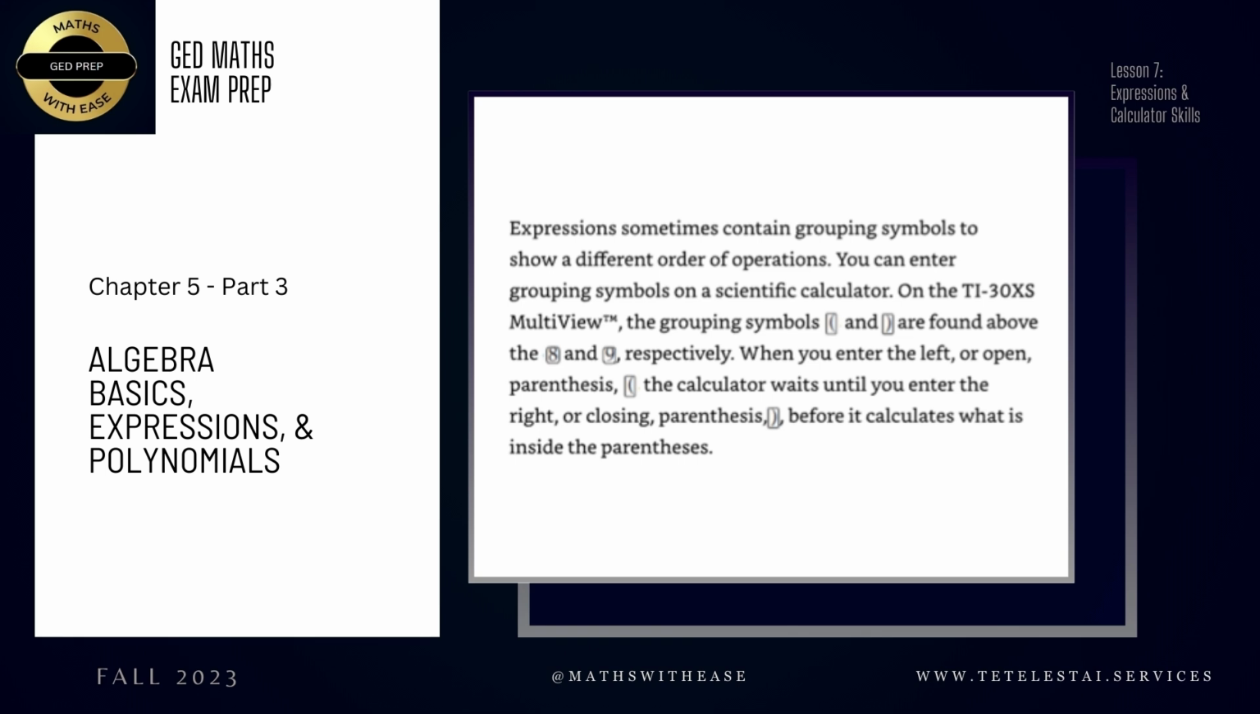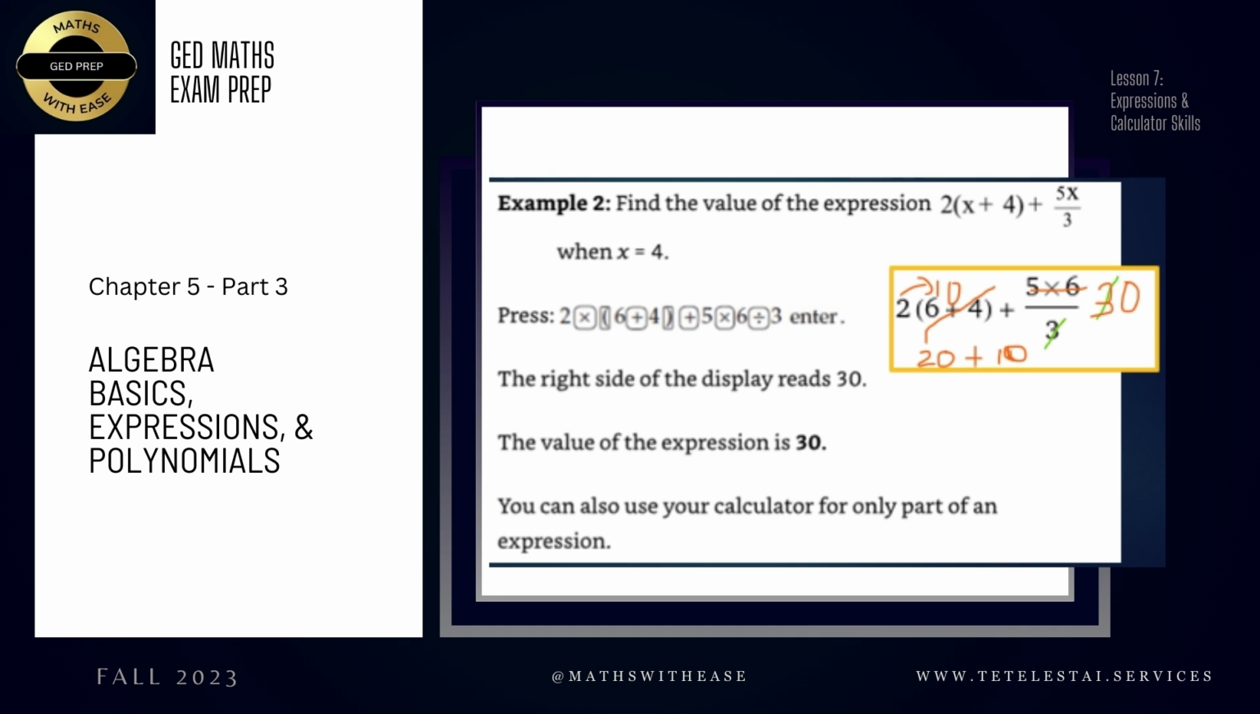Expressions are sometimes written using grouping symbols to show a different order of operations. So you can enter grouping symbols in the scientific calculator. On the TI-30XS MultiView, the grouping symbols, open and close parentheses, are found right above the 8 and 9 digits. When you enter the left or open parenthesis symbol, the calculator waits for you to enter the right or closing parenthesis before it calculates what's inside the parentheses. So make sure that you've correctly entered everything that needs to go in there. Then be sure to close your parentheses before you ask the calculator to return an answer, or essentially before you press enter.